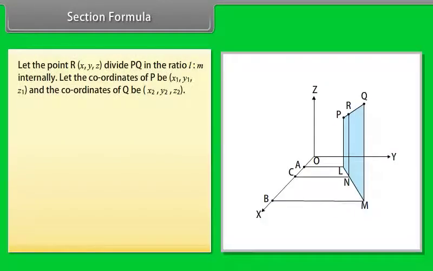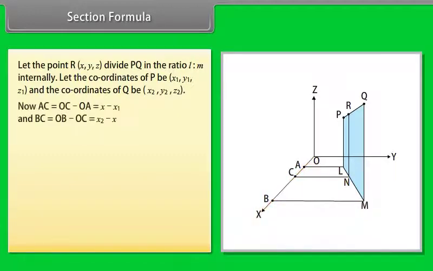Section formula. Let the point R (x, y, z) divide PQ in the ratio l:m internally. Let the coordinates of P be (x1, y1, z1) and the coordinates of Q be (x2, y2, z2). From the points P, R and Q, draw PL, RN and QM perpendiculars to the XY plane. Draw LA, NC and MB perpendiculars to OX.